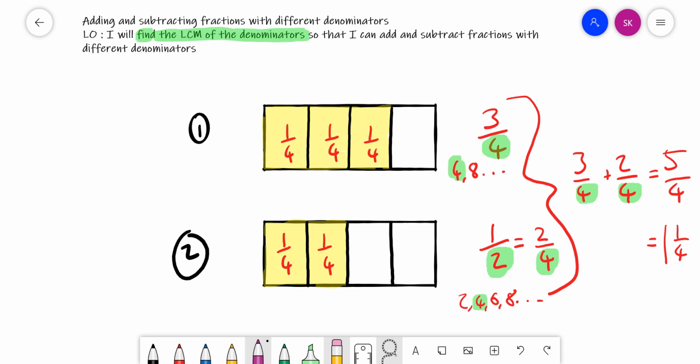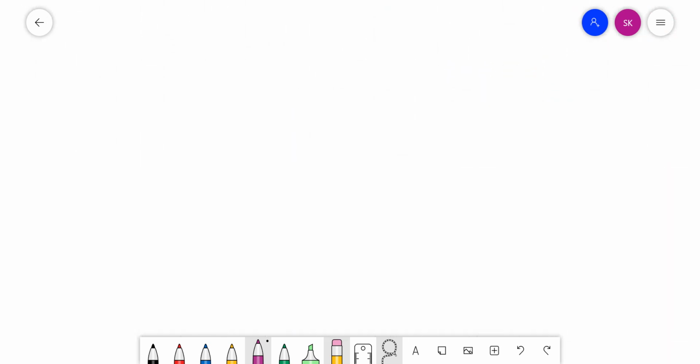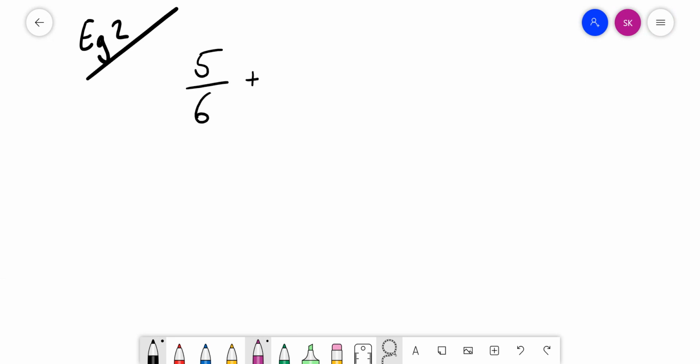Let's look at another example. This time I'm going to add 5/6 plus 1/8. I want you to pause the video and have a go at this on your own first. Press play when you're ready for me to go through how to do it.